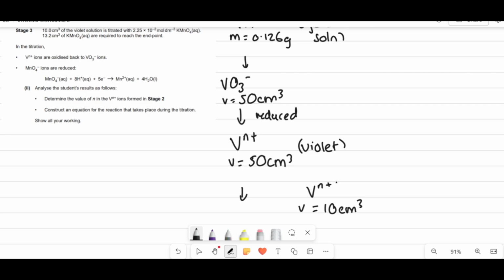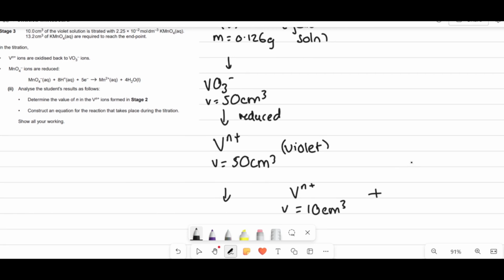It's titrated with, meaning something has been added to it. So cool, added. Now I can see that there's a concentration there of 2.25 times 10 to the minus 2. Who does that belong to? KMnO4 based on the text. And then it says 13.2 of whatever. So here 13.2, another volume, and it belongs to KMnO4.